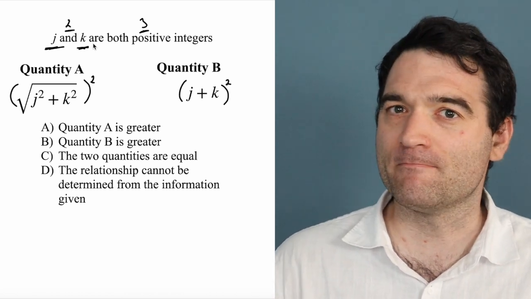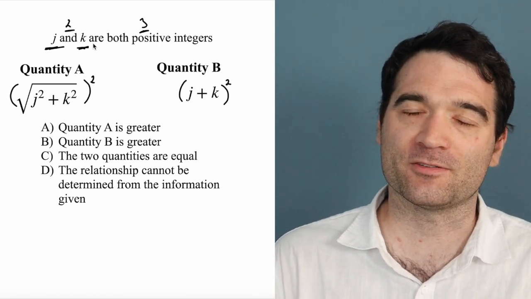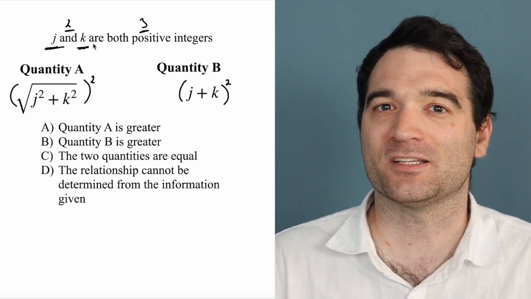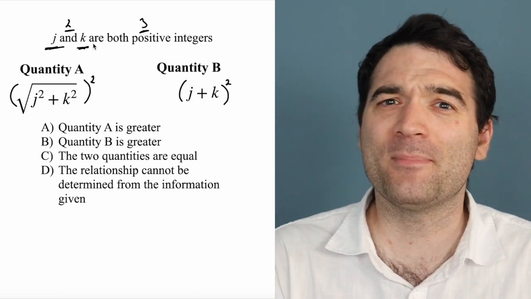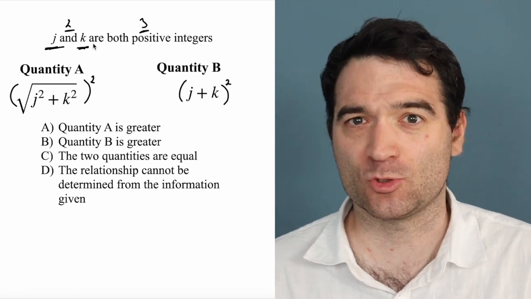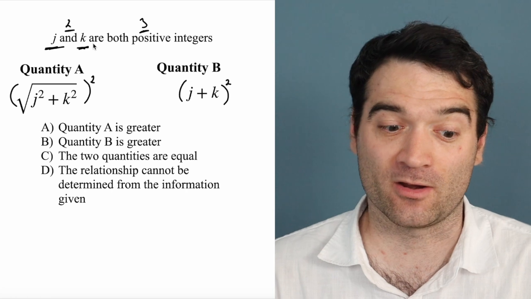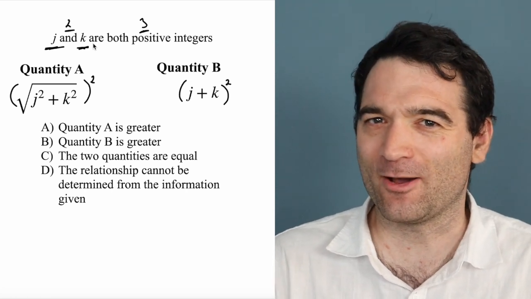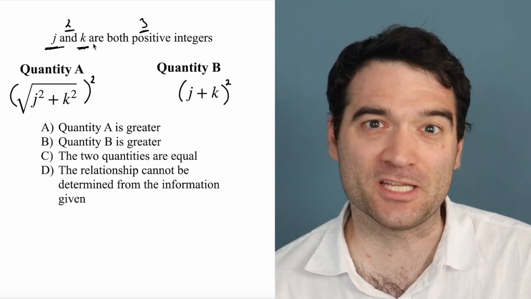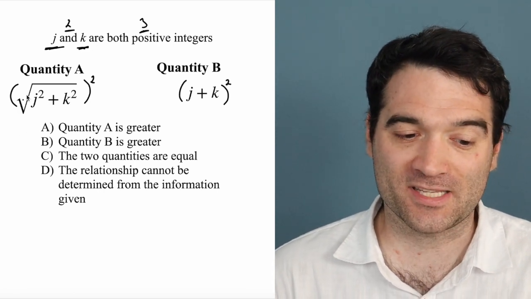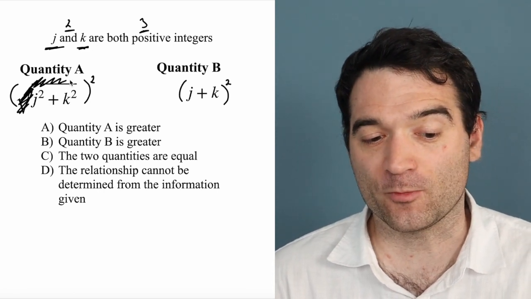By squaring two positive numbers, I'm not going to change the relationship between them. The bigger one is still going to be bigger, right? And if you need to test that out for yourself with a few numbers, please, please, please be my guest. But if we square both sides here, what does that do? Well, it gets rid of the square root symbol.